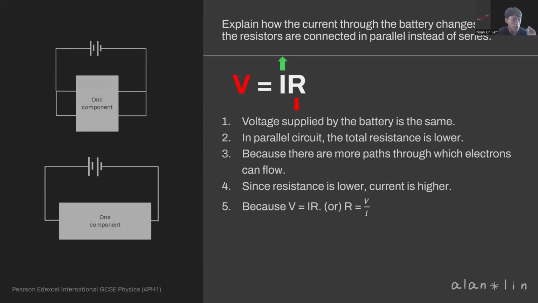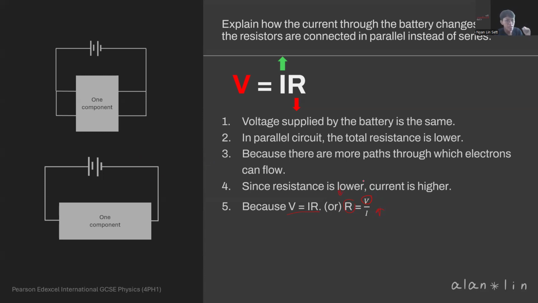And when we write the explanations, we state because V is equal to IR, or you can rearrange the equation, which I prefer, and say that because the voltage is constant, as the resistance has decreased, the current will be able to increase.